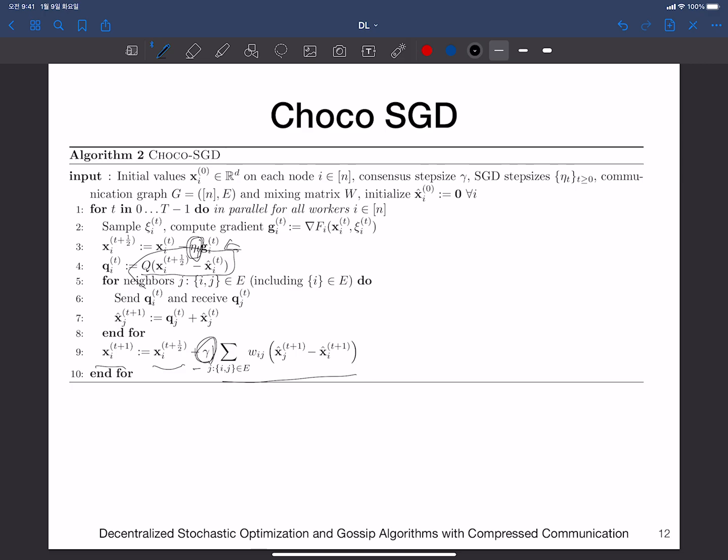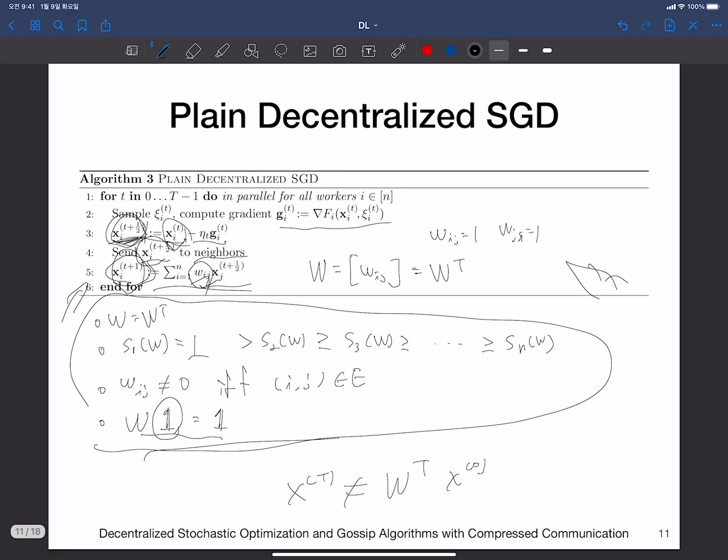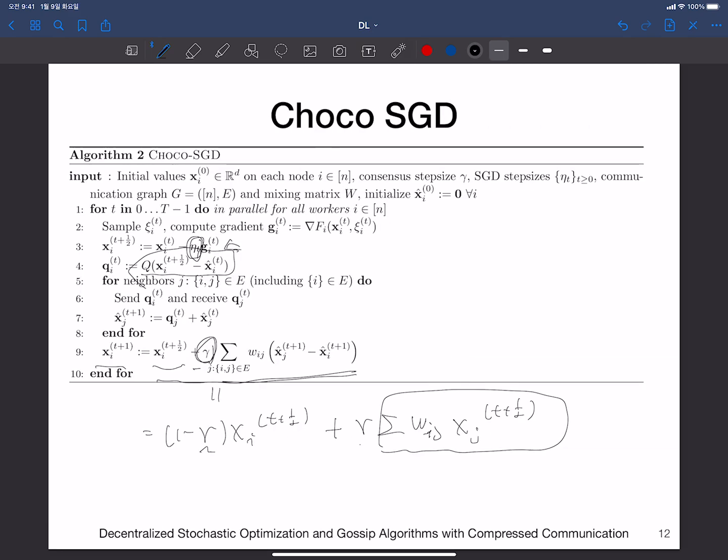So when you ignore the quantization error, this is equal to 1 minus gamma times xi t plus 1/2, plus gamma times the sum of wij xj t plus 1/2. So this part is exactly the Gaussian plain decentralized method, and gamma basically controls the speed of the decentralized method. So this gamma turns your W matrix into 1 minus gamma times the identity matrix plus gamma times the W matrix, which controls the convergence speed of the decentralized algorithm to the average.